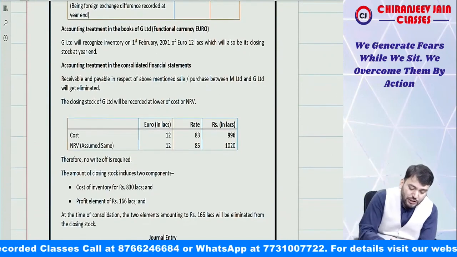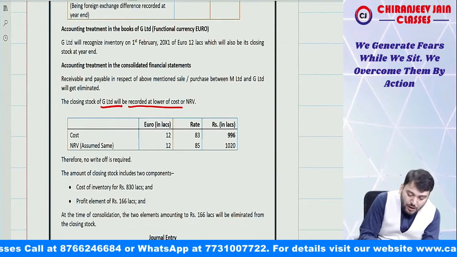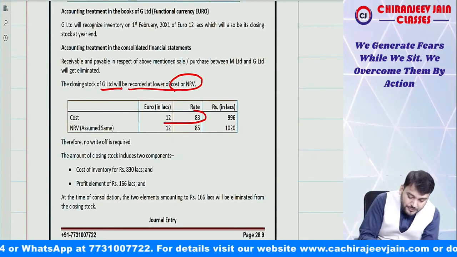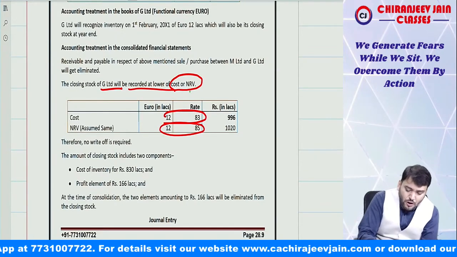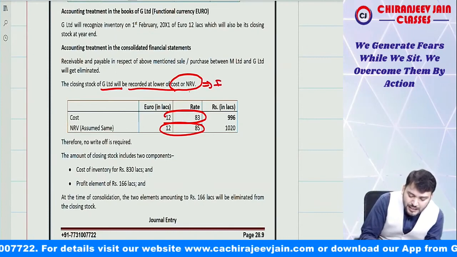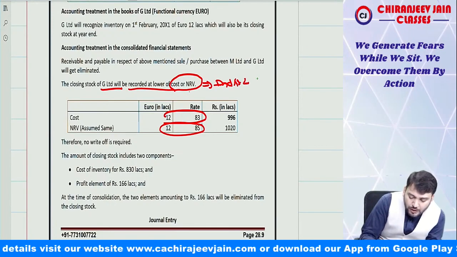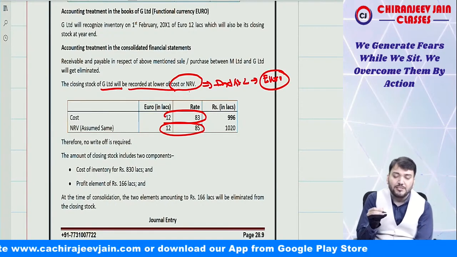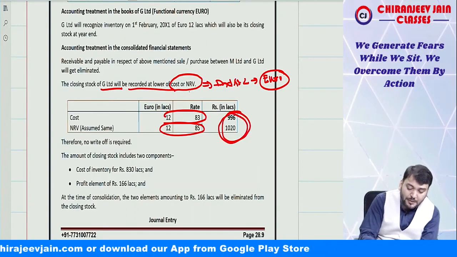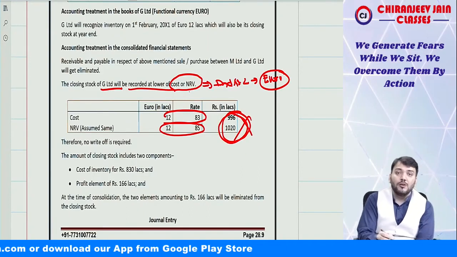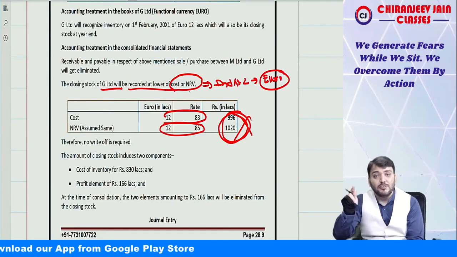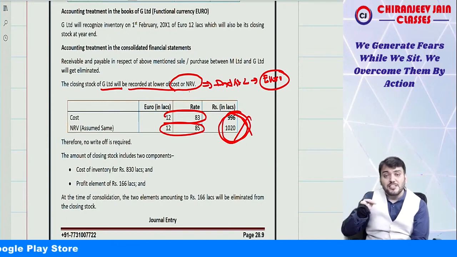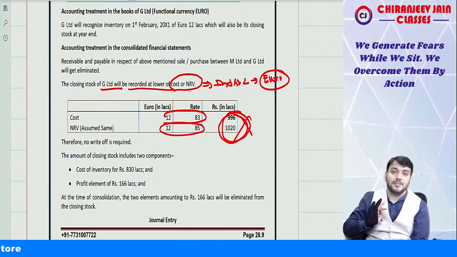What they have said, the closing stock of G Limited is recorded at lower of cost or NRV, and you can see they have calculated cost price and then NRV. But this principle in Ind AS 2 will be applicable based on euro, not rupees. They are finding cost price or NRV based on rupees. This is totally wrong because they are preparing financial statements in euro. They need to apply Ind AS 2 based on euro, and translation will be done as per Ind AS 21.